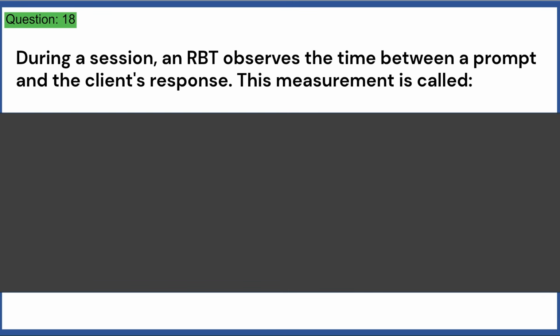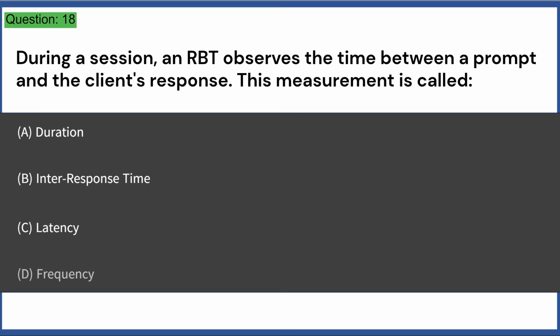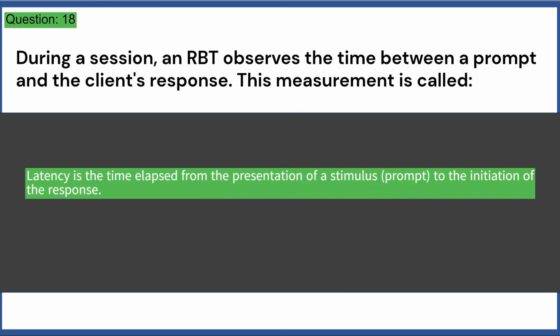During a session, an RBT observes the time between a prompt and the client's response. This measurement is called: A. Duration. B. Interresponse time. C. Latency. D. Frequency. Answer, C. Latency is the time elapsed from the presentation of a stimulus, prompt, to the initiation of the response.